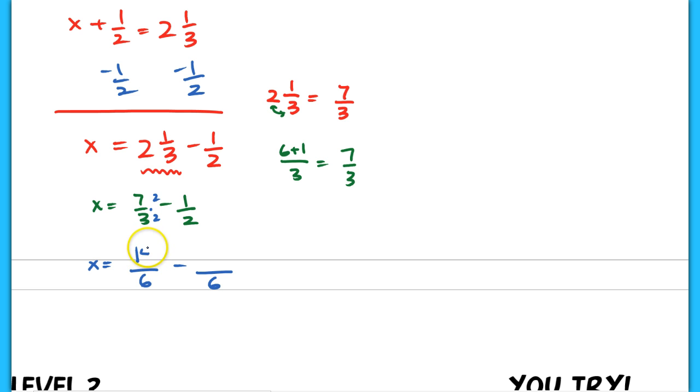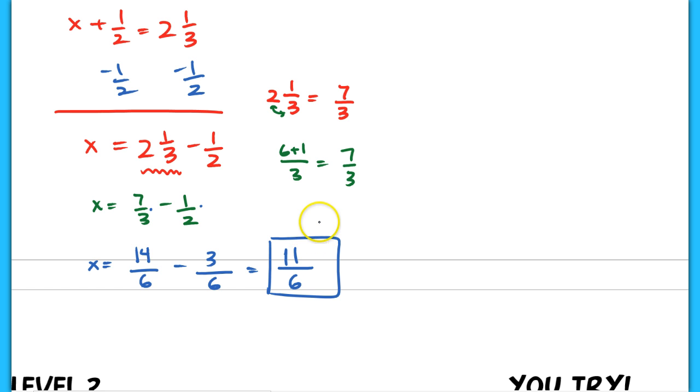So 7/3 is equivalent to 14/6, and 1/2 is equivalent to 3/6, because here I'd have to multiply by 3 over 3. So now I can just do this without a calculator because I can do 14 minus 3 in my head, and that gives me 11. 6 over 6 is still just the 6 because you have to make sure you have the same denominator. So you don't subtract 6 minus 6.